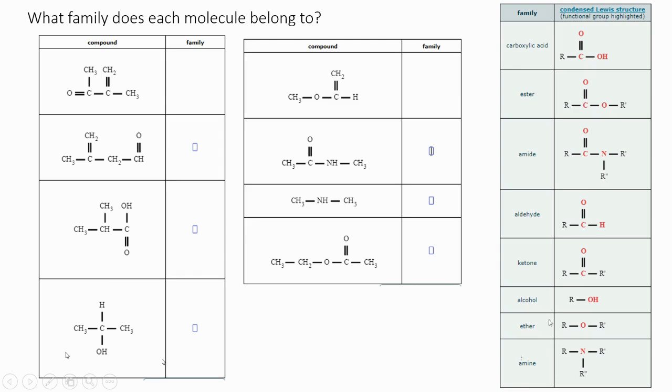Okay, how about this one? Yes, this would be an alcohol group. Good. That's all we have. This carbon doesn't have anything fancy around it. It has this hydrogen, but it's not double bonded, so we don't really care if that's hydrogen. So that's an alcohol group.